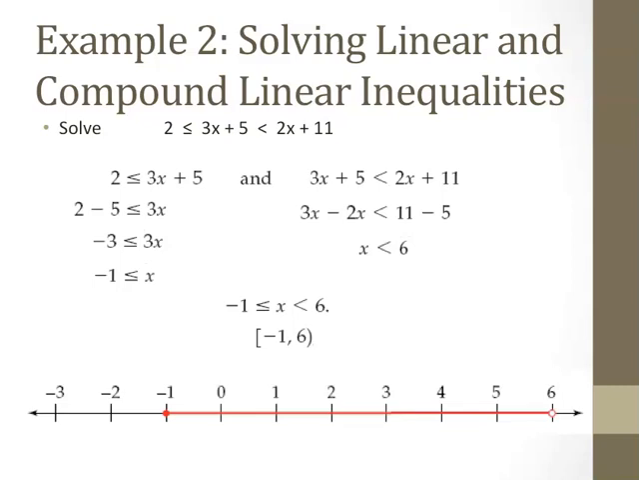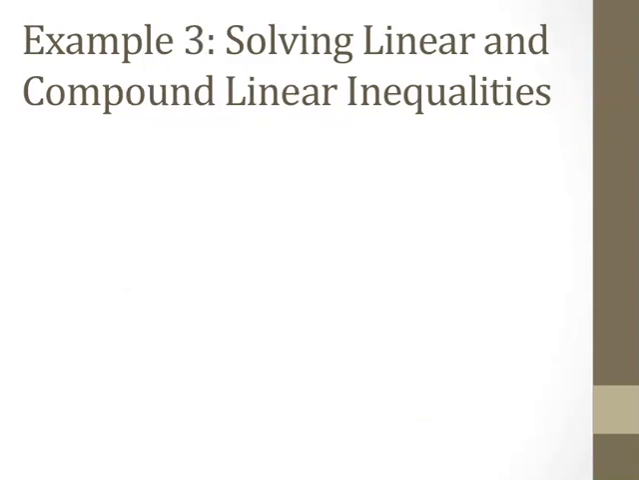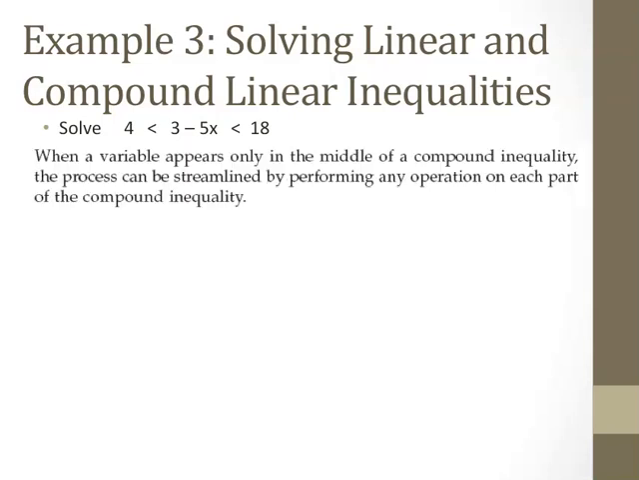Let's look at one more. We have 4 is less than 3 minus 5x, which is less than 18. Now, notice the difference between this example and the example before. In the example before, we had x showing up in multiple places, so we had to break it down into two separate inequalities. However, when the variable appears only in the middle of the compound inequality, then you can streamline or shortcut the process by doing everything to each section of the inequality.